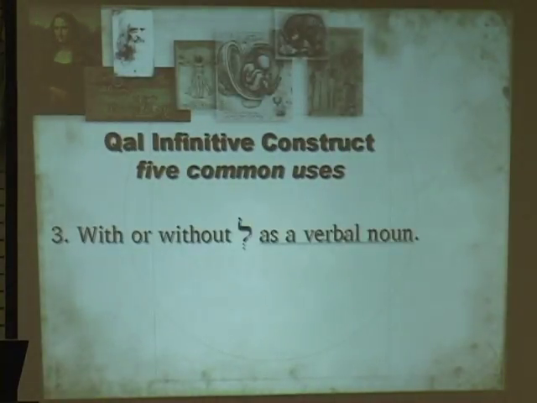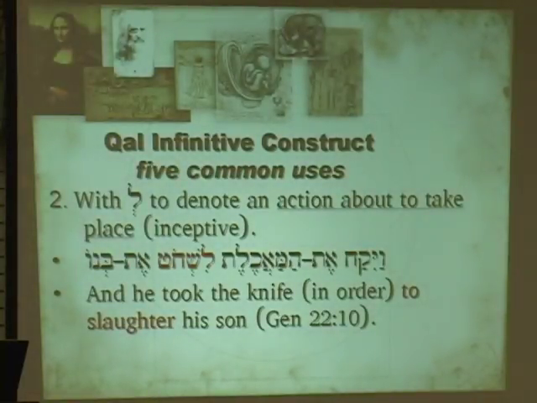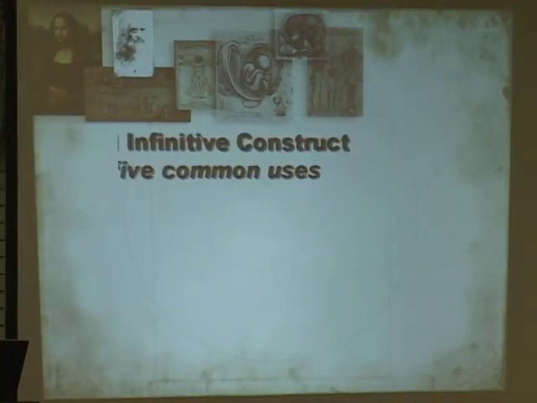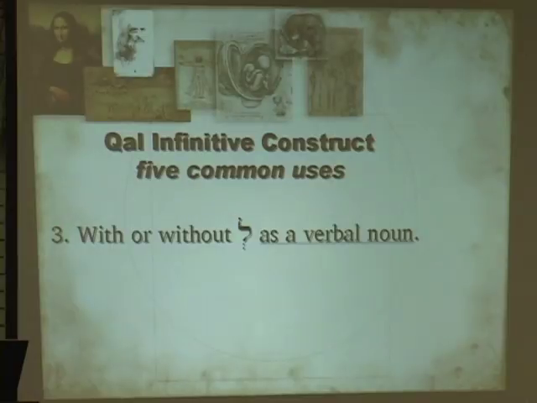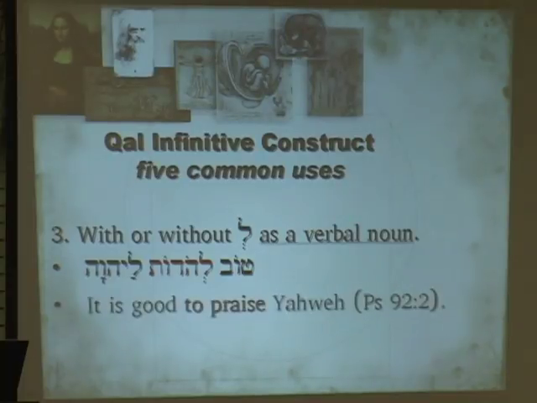So is the infinitive used there just to emphasize that? Yeah, it was a particular use. It wasn't like he's thinking about doing it. It's that close. He's in the process, the action about to take place. It's almost imminent action. Okay. That emphasizes. The third use could be with or without le as a preposition to it, as a verbal noun.